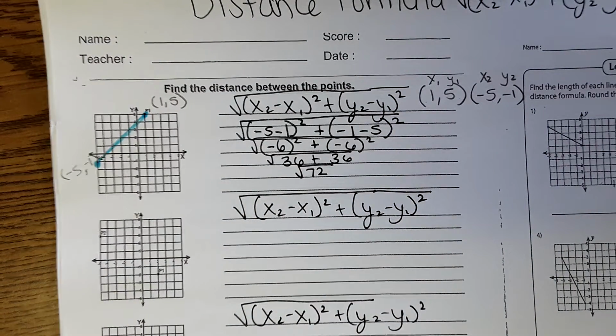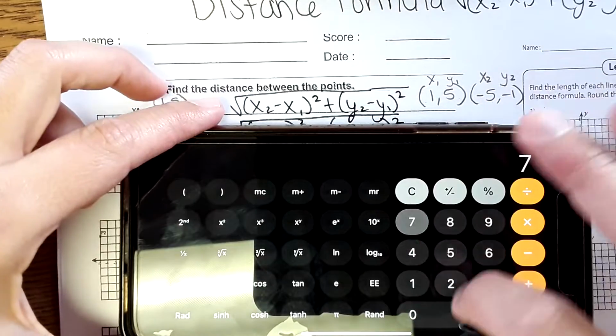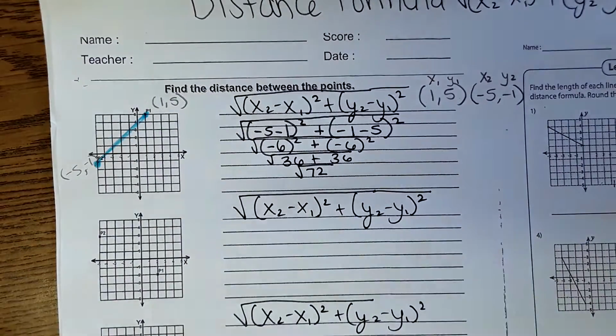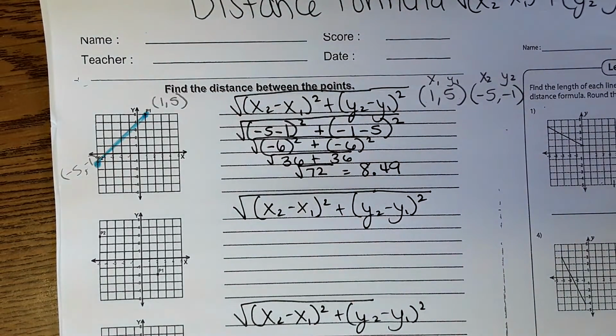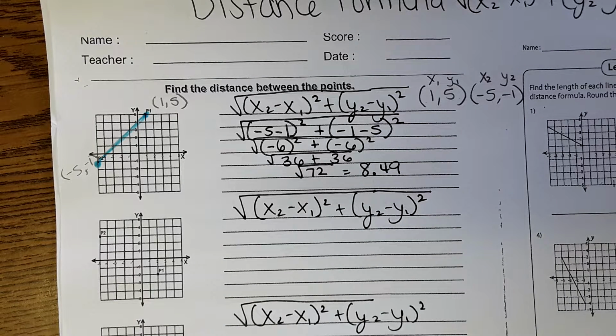Now looking at distance, and I'm using my phone. I have this calculator, but for whatever reason the settings aren't set to show you the actual decimal. So I'm using my phone as a calculator here. Okay, so if I were to take the square root of 72, I would get 8.49. So this equals 8.49. And then just make sure that's logical. Is this length about 8.49? Yes.